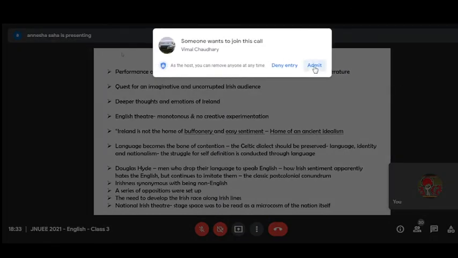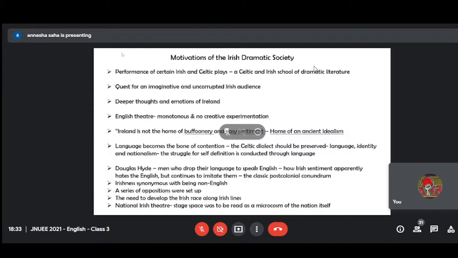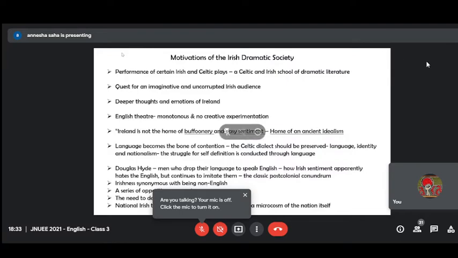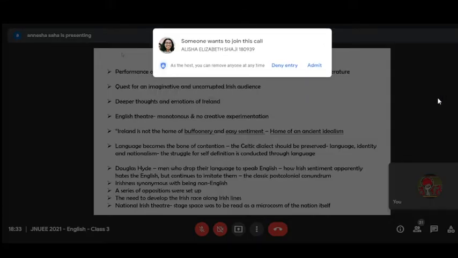Irish people are not stupid fools. They are not emotional fools. In fact, Ireland is the home of an ancient idealism. That is what she says. And then again, within the kind of drama that was being written, especially for the Celtic revival and the Irish Literary Dramatic Society, language becomes the bone of contention. Language becomes the very realm over which several battles are fought.